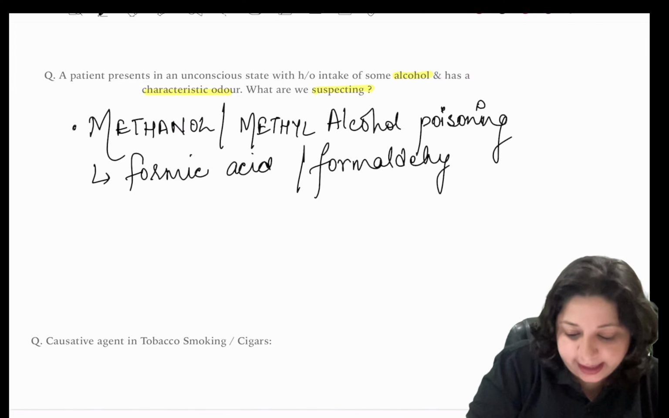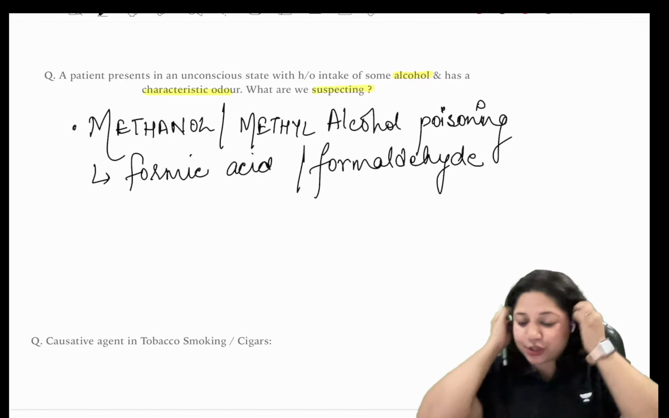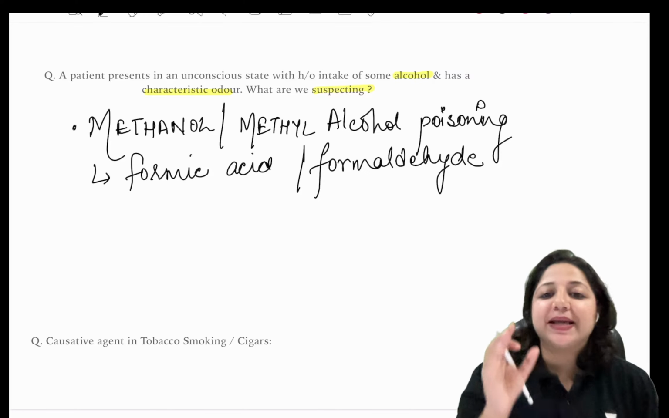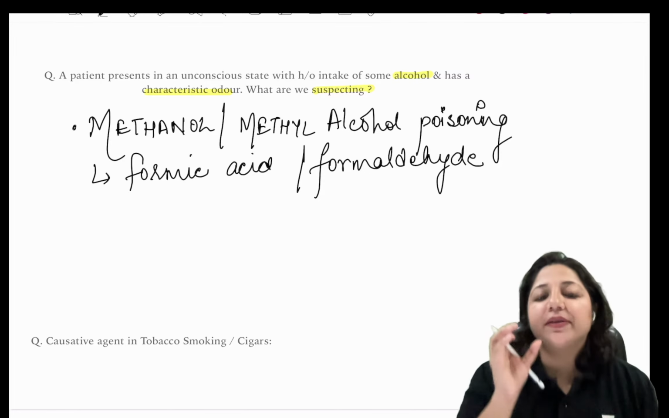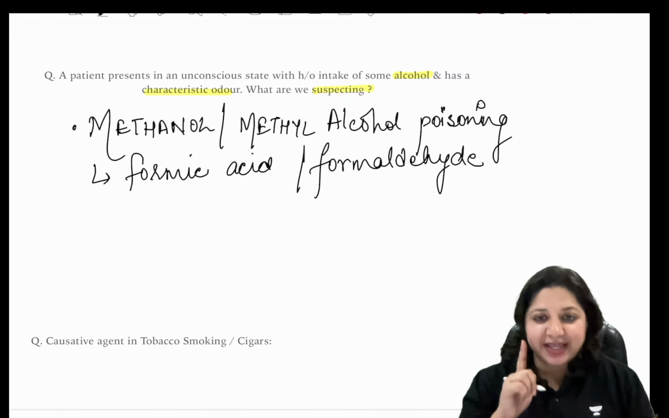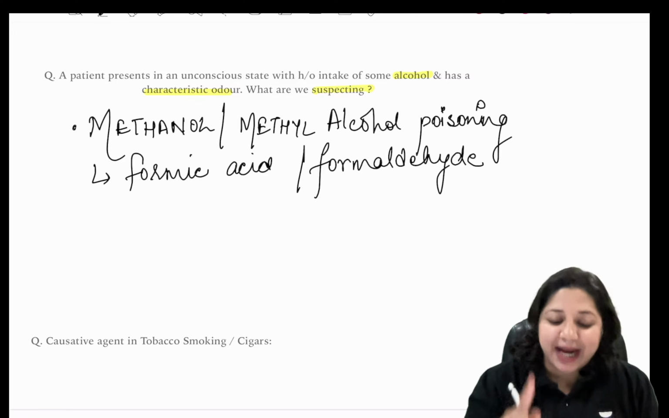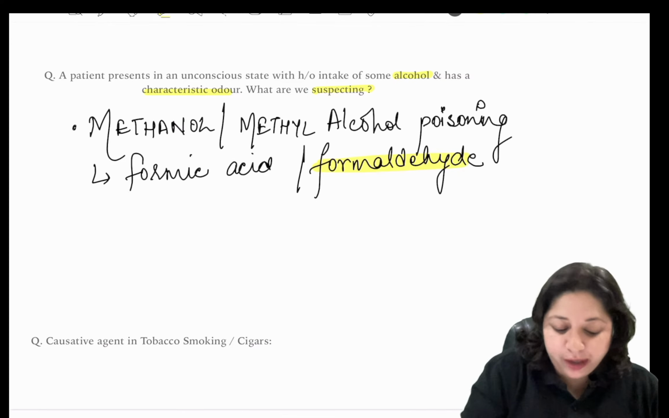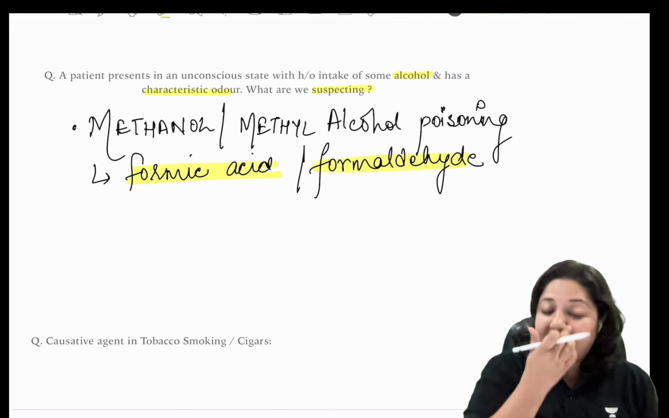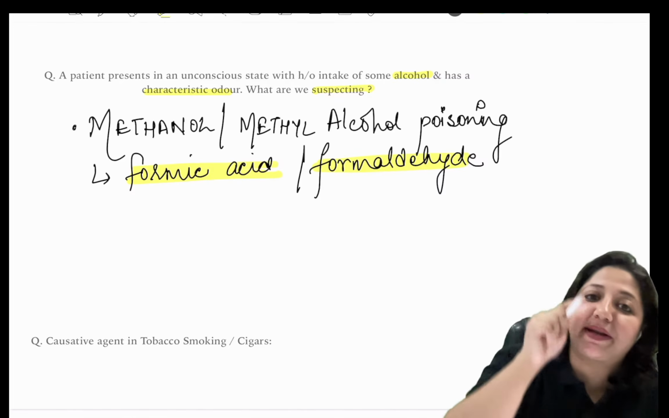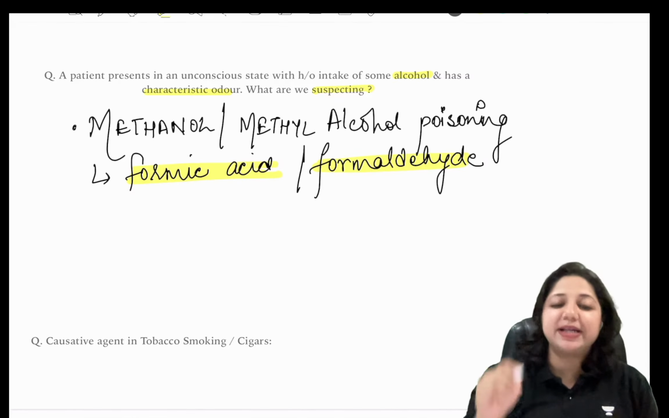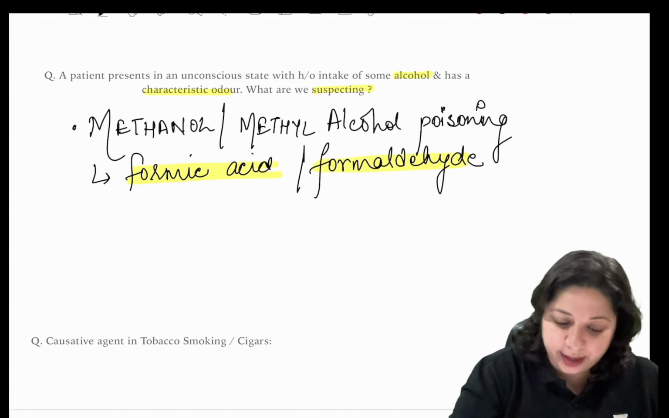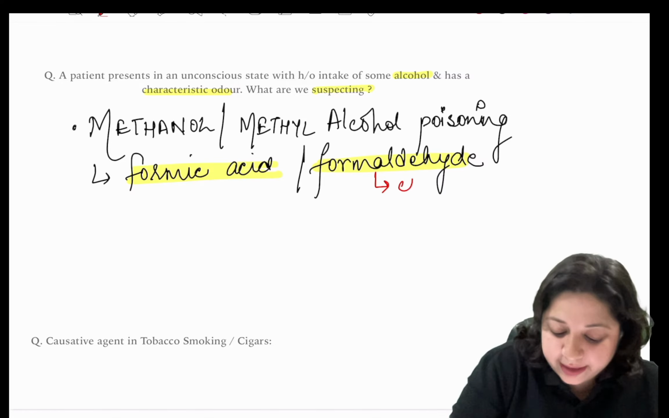I'm coming to it, Pihu. I'll just explain it in a matter of few seconds. Just let me come down to this, all right? So basically what happens is the methanol or the methyl alcohol, with the help of an enzyme, results in the formation of formaldehyde or formic acid. And what is responsible for the characteristic odor? It is formaldehyde which is responsible for the characteristic odor. So what brings the characteristic odor in this patient?